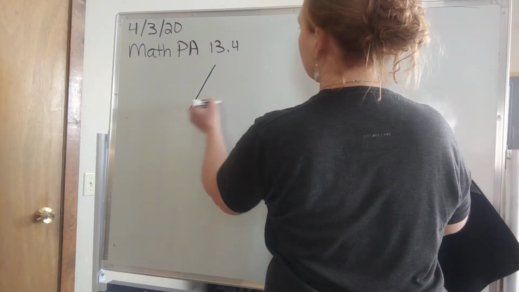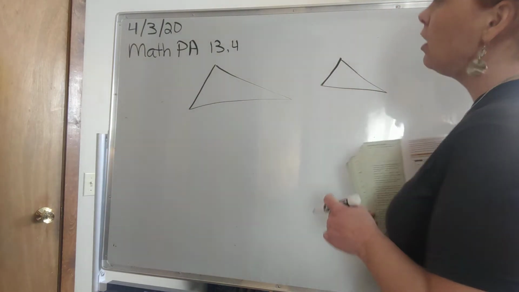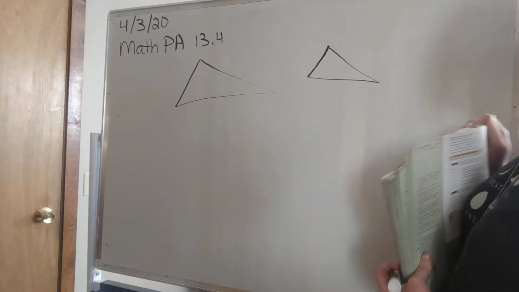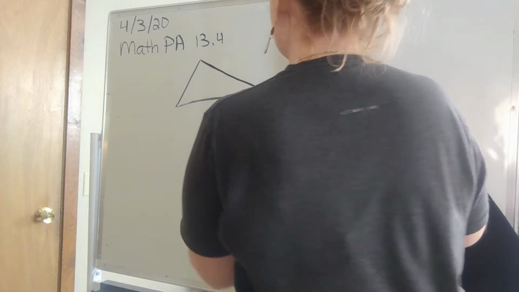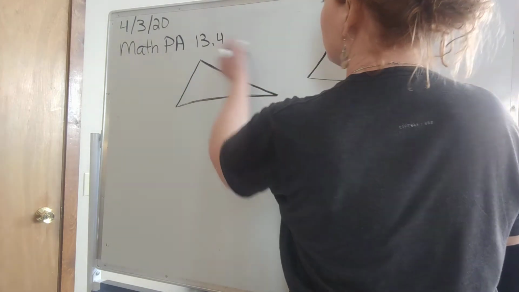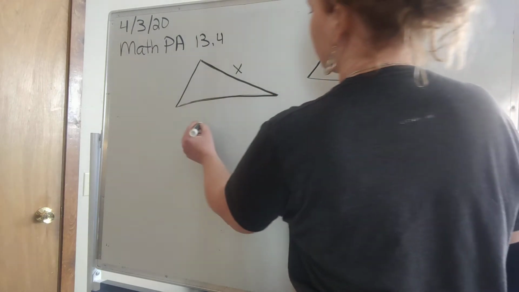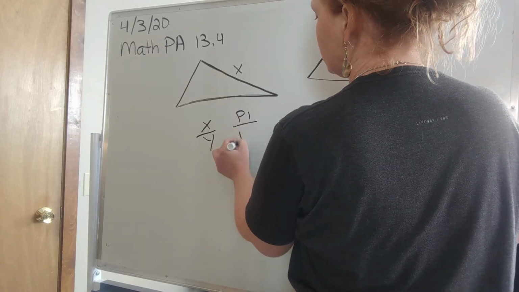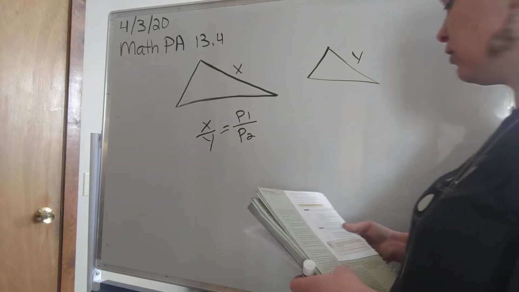So if we have a triangle and we have a similar triangle that's just smaller, then we can write ratios. Sorry about the glare. We can say that this side compared to this side will give us a corresponding ratio of this perimeter compared to this perimeter. So x is to y as the perimeter of shape 1 is to the perimeter of shape 2. And we can make a comparison there, and then we can figure some things out.